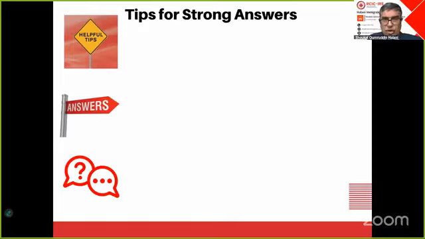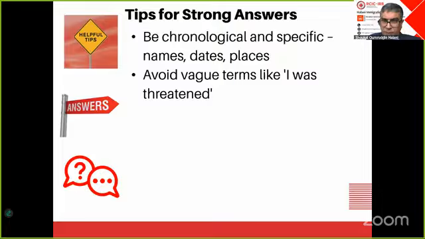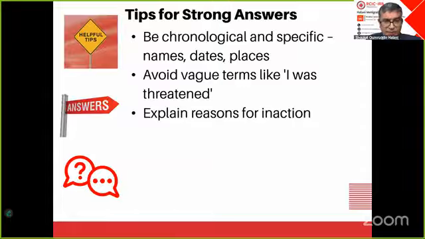So, tips for strong answers: be chronological and use specific names. You will have to mention the names, who was the agent of persecution. You will have to mention all those dates and places, and avoid vague terms like "I was threatened." I'll be giving you one example in my upcoming slides, in the next slide I'll be giving you that reason.